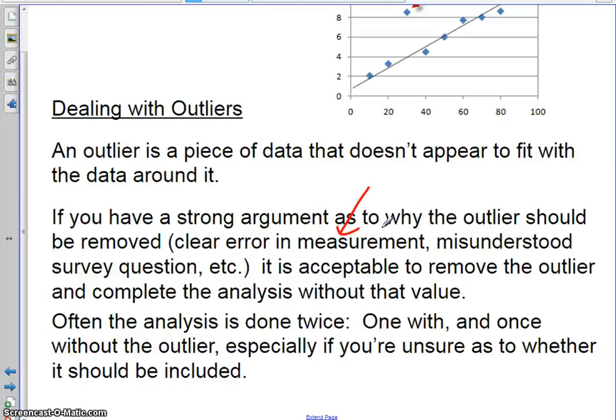But if you don't know, and often you don't know how the data was collected when you're looking at it, you can't just ignore a point because you don't like how it fits with the rest of your data. That would be misleading to whoever is reading your report. So if you're ever in doubt, the best thing to do is to do the analysis twice. You do it once with the outlier and once again without the outlier. That way you can report both results and let the reader come to their own conclusion as to whether or not the outlier was valid or not. That's why you're not misleading anybody. Those are some general rules of thumb for how to deal with outliers.